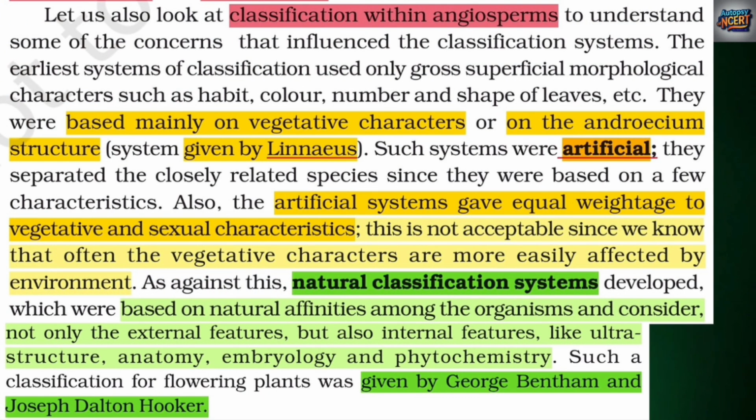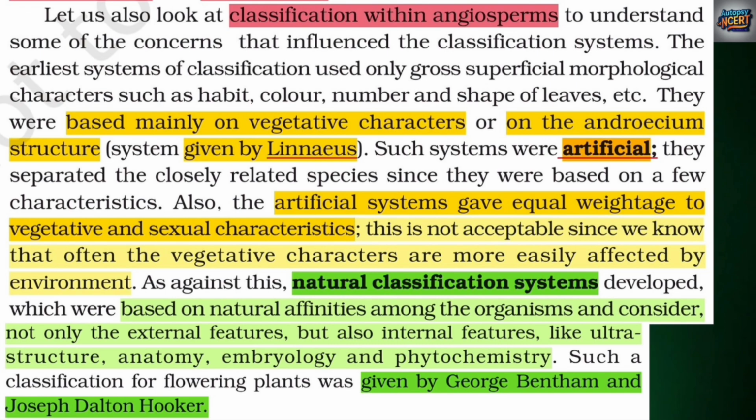Let us also look at classification within angiosperms to understand some of the concerns that influence the classification systems. The earliest systems of classification used only gross superficial morphological characters such as habit, color, number and shape of leaves, etc. They were based mainly on vegetative characters or on the androecium structure, system given by Linnaeus. Such systems were artificial. They separated the closely related species since they were based on a few characteristics. Also, the artificial systems gave equal weightage to vegetative and sexual characteristics. This is not acceptable since we know that often the vegetative characters are more easily affected by environment.